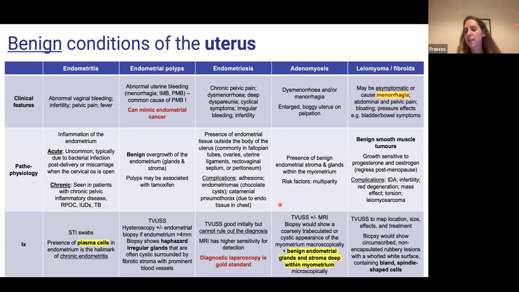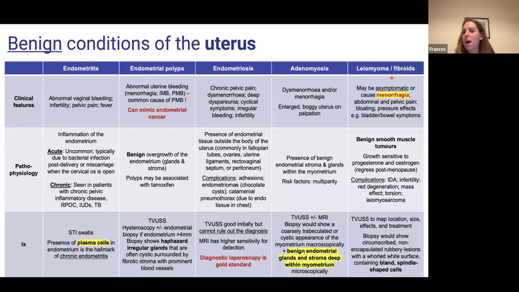So in this case, again, you see benign endometrial stroma and glands in the myometrium. And you're much more likely to get adenomyosis if you have had multiple pregnancies in the past. It's thought, but this is kind of changing now that diagnosis is improving.